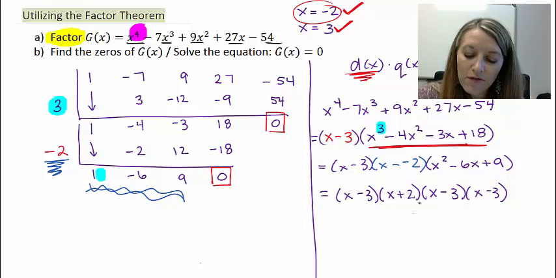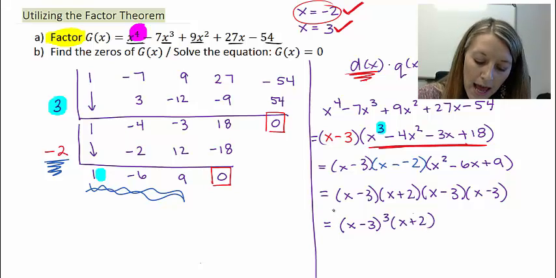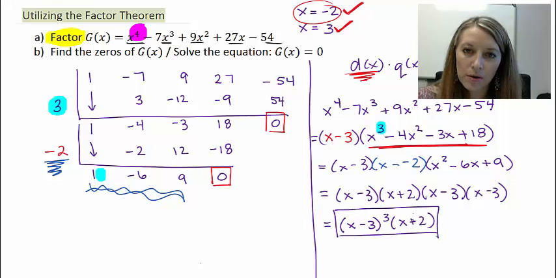So I have really factored it as far as I possibly can, other than I can condense it a little bit. I see this x minus 3 3 times, so let me simplify it as x minus 3 cubed times x plus 2. So in part A, when it asks us to factor completely, we have this answer here.